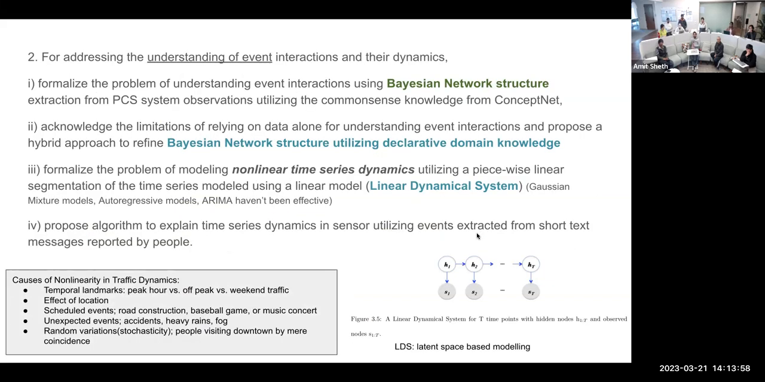Okay, so secondly, the second main aim is to understand these events that were extracted. So he formalized the problem of understanding event interactions using Bayesian network structures. And then for that, he utilized the common sense knowledge from ConceptNet. And then he tries to use Bayesian network structure.